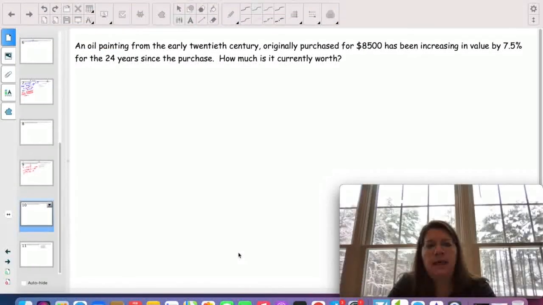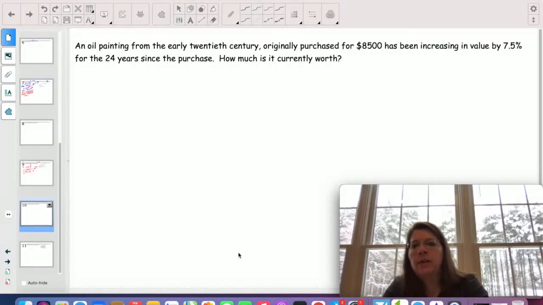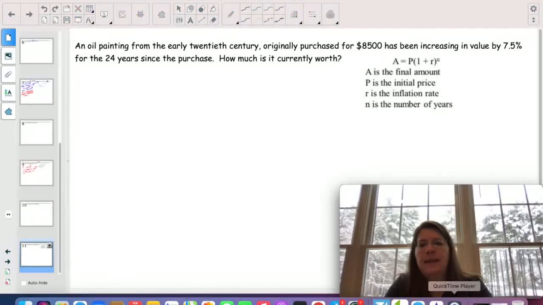So our new value after 6.25 years, the machine is now worth $7,126.15. In the last problem, it says an oil painting from the early 20th century, originally purchased for $8,500, has been increasing in value by 7.5% for the 24 years since the purchase. How much is it currently worth? It doesn't actually say this in the problem, but it's telling you that it's increasing in value. And when you talk about something increasing in value, that would be an appreciation problem. So I want you to go ahead, pause the video, see if you can get this one on your own, and I'll give you the answer in a few minutes.